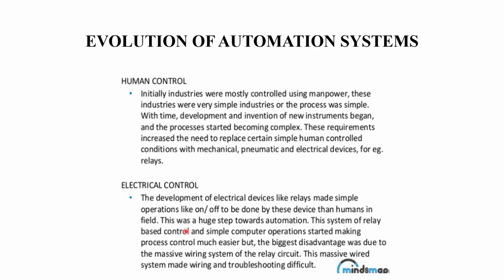This step of relay-based control and simple computer operations started making process control much easier, but the biggest drawback was the massive wiring of the relay system. It is also very difficult to troubleshoot.